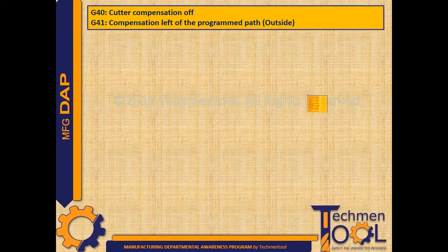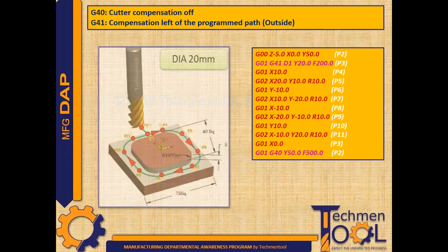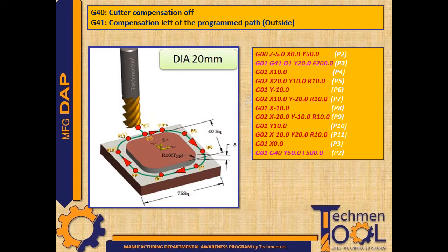G41 compensation left of the programmed path, outside. Here, after the rapid movement, the G41 compensation code is provided along with D1 offset Y20 and feed rate 200 microns to move the tool to the left of the programmed path as shown in the figure. Then necessary linear and circular movement takes place by considering compensation values as per instructions. Finally, the G41 code will be cancelled by the G40 cutter compensation cancel code by moving the tool to the Y50 position at the feed rate of 500 microns.